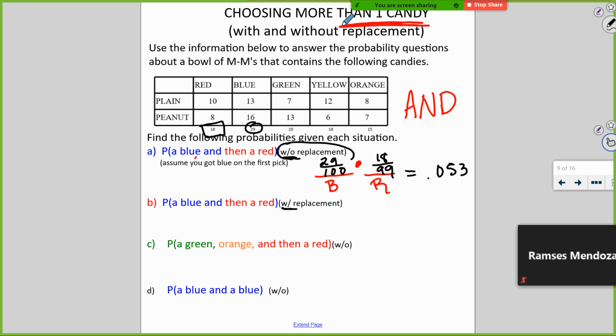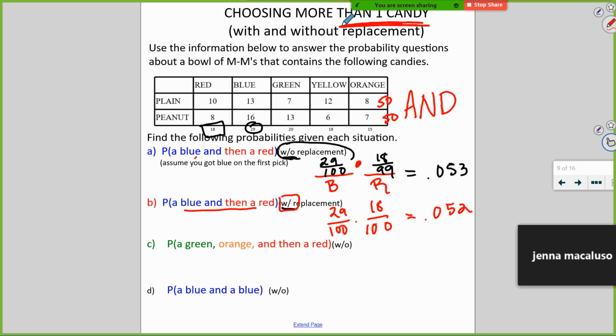Okay, so Michael's asking on the next one, right? It's the same exact problem, but I'm doing with replacement, right? So there's 29 out of 100, right? I look at it, I get a blue, but then I put it back in the bowl. So how many are in the bowl? Not 99, but is there a total of 100 still, right? So it's still 100, 18 out of 100. So the only difference is that you put it back in the bowl. Okay? It's going to differ by a little bit.